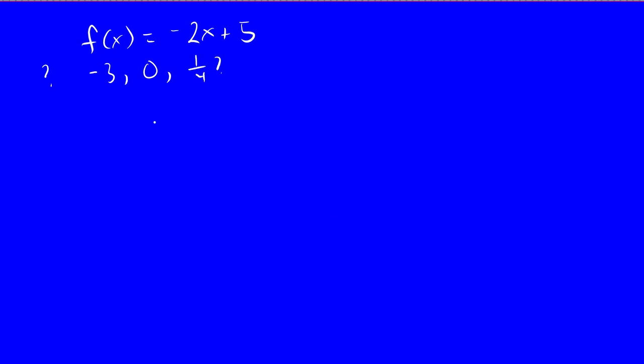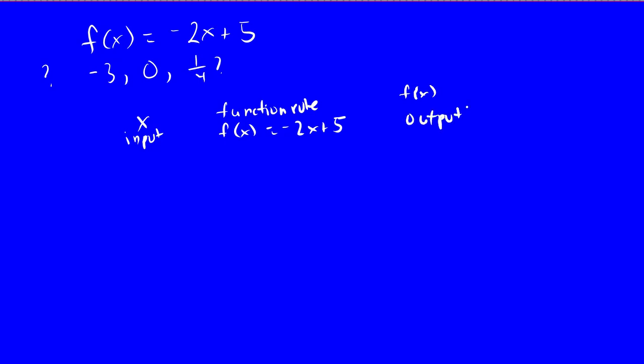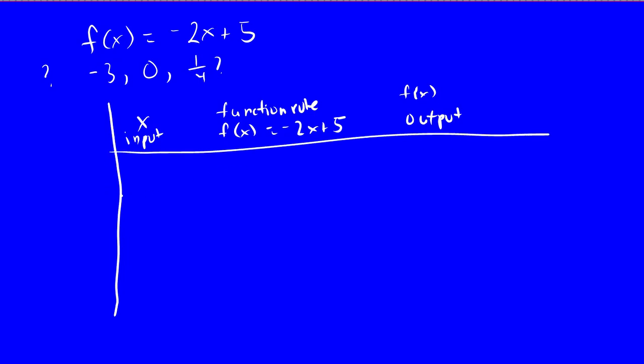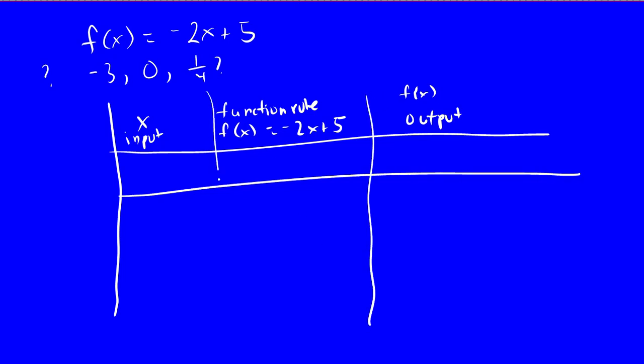So we're going to set it up like this. X is our input. We have the function rule here, and I'm going to write it down here. We've got f of x equal negative 2x plus 5. And then over here we have our f of x, which is our output. All right, so start with our first input here, which is negative 3.